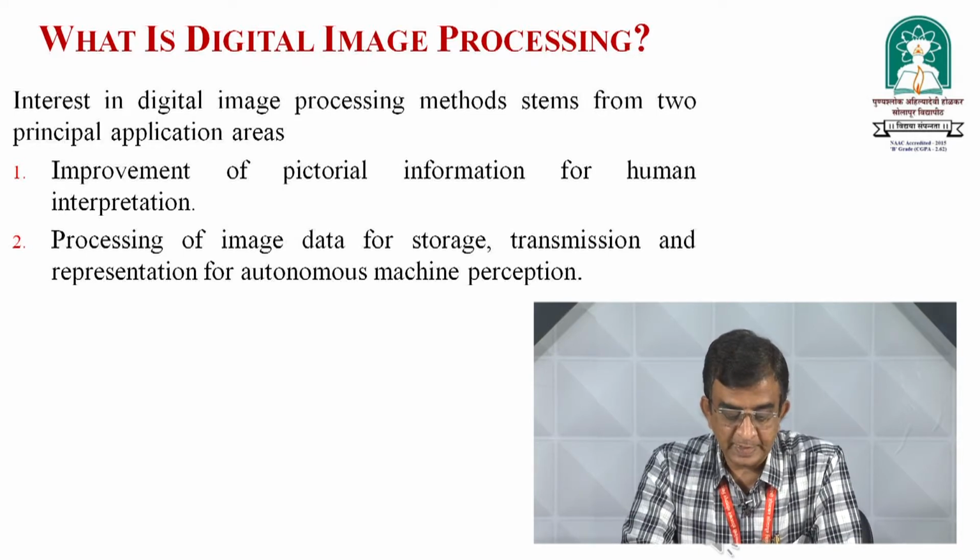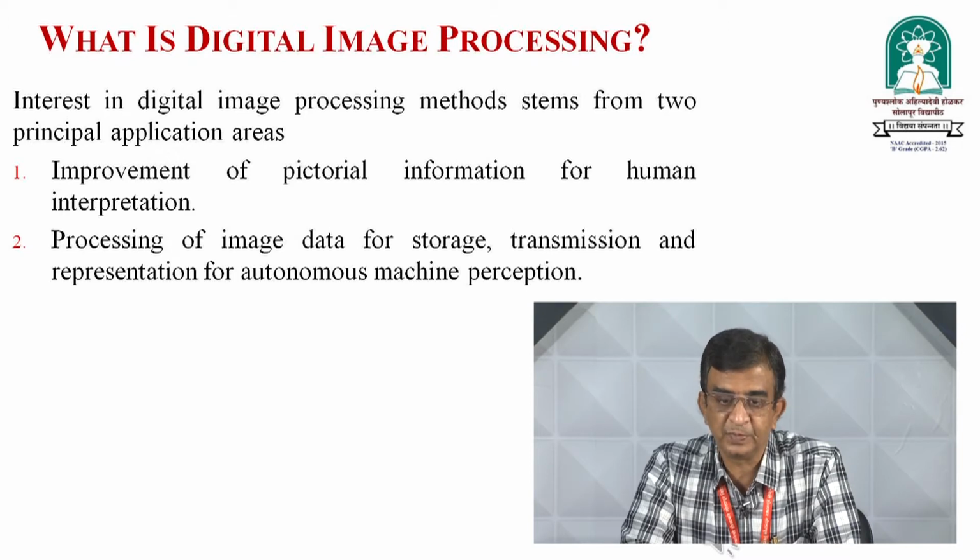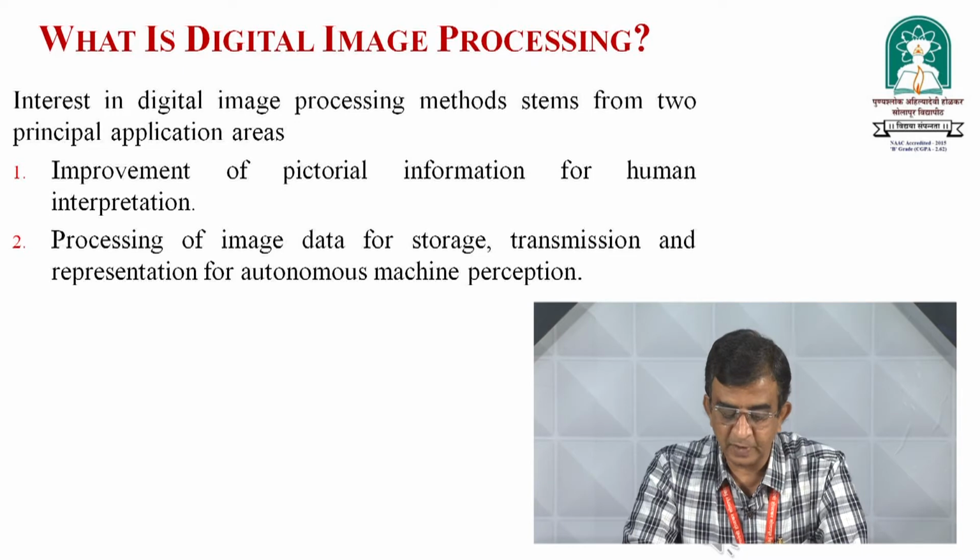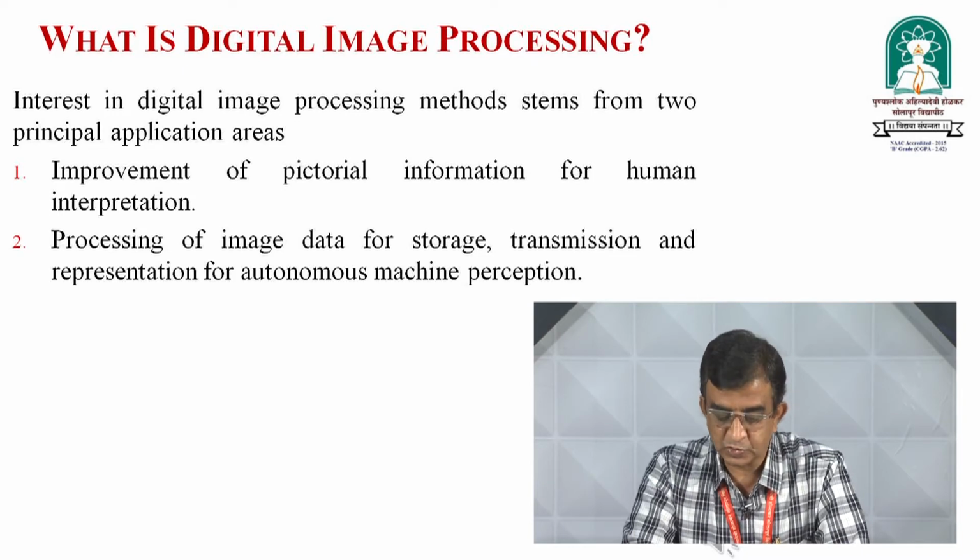Now, the interest in digital image processing methods stems from two principal applications. The first one is improvement of pictorial information for human interpretation, and the second one is processing of image data for storage, transmission and representation of autonomous machine perception.